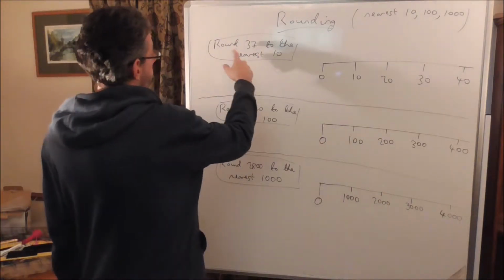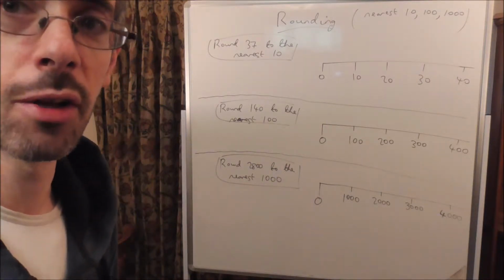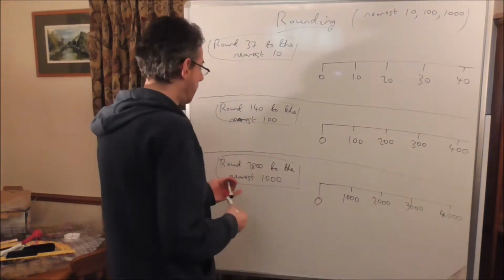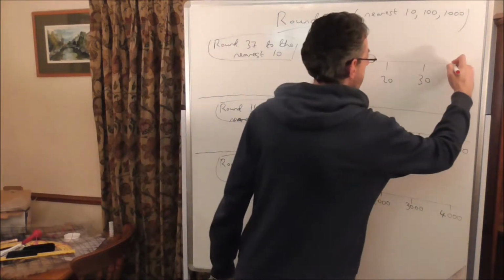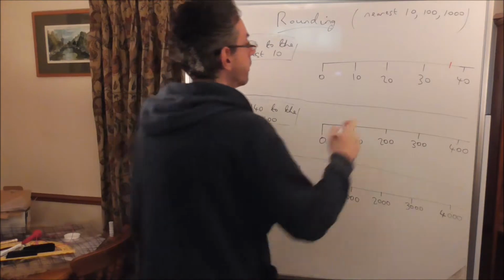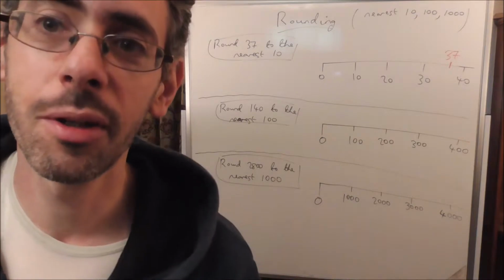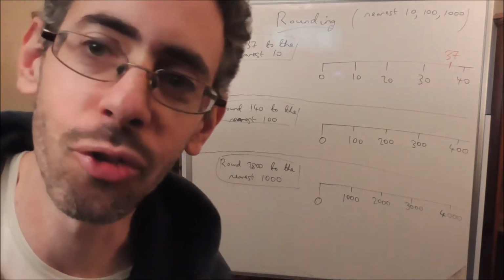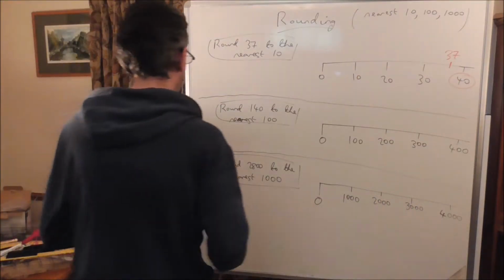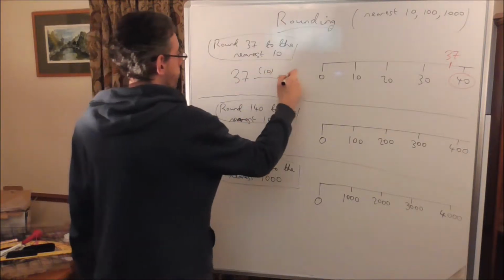So here it says round 37 to the nearest 10. What that means is find the tens number, the multiple of 10, that 37 is closest to. If I mark 37 on this number line, it's about here. So which tens number is 37 closest to? Well, you can see from the way I've drawn it that it's closest to 40. So 37 rounded to the nearest 10 is 40.